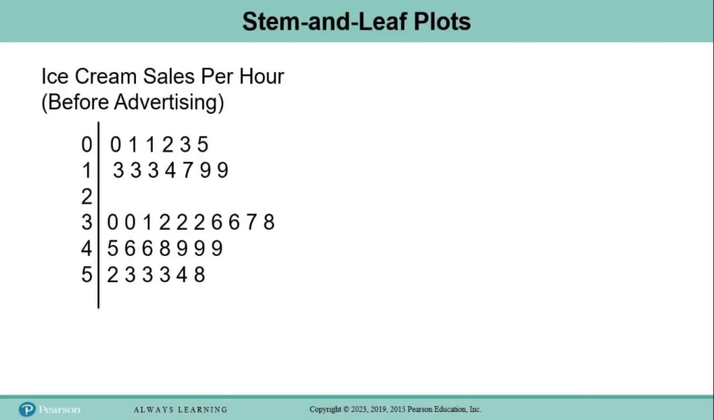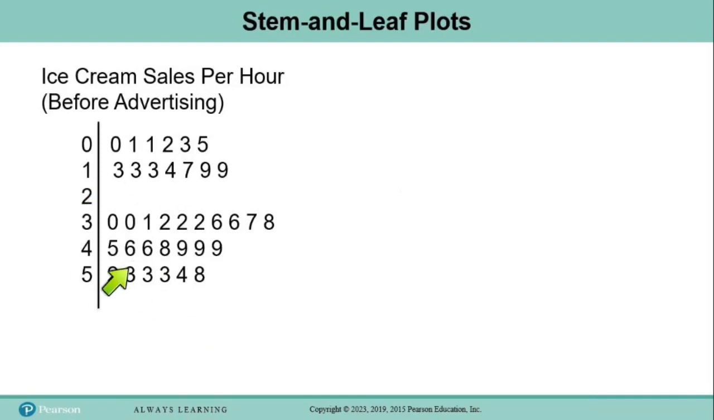Now before we actually make a stem and leaf plot of our own, I wanted you to look at a couple and see how they're made so you can understand what we're going to be doing in just a minute. So let's pretend that there's an ice cream store out there that has not been doing any advertising, and they have written down their sales each hour for the last 36 hours that they were open. So maybe they're open 12 hours a day, and every day for 3 days they wrote down their hourly sales at the end of each hour. So here is what the stem and leaf plot would look like.